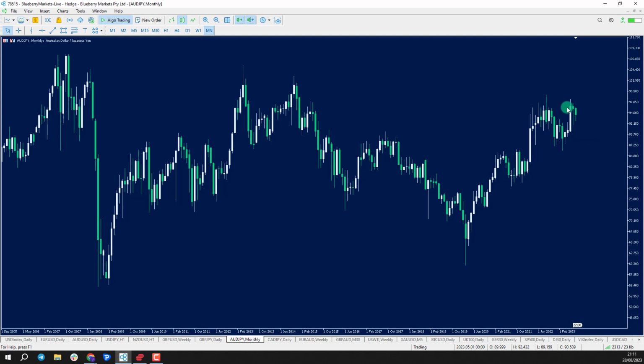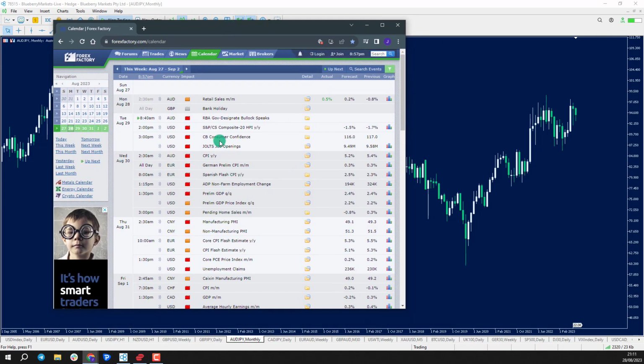Will it break back to the upside? Will it start to break lower? That's one of the questions we're going to be answering with this technical analysis breakdown. We also have quite a bit of Australian dollar data coming out. So we had some retail sales data out month on month, which came in at 0.5%. That was a positive for the Australian dollar.